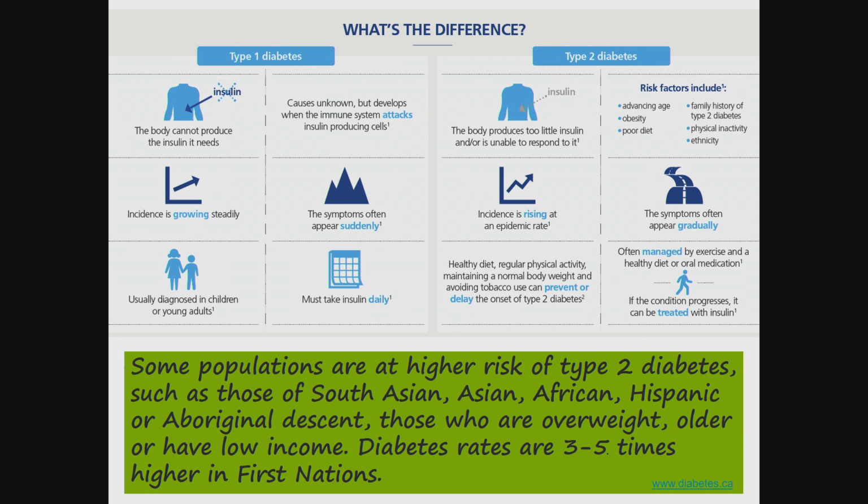Diabetes rates are 3 to 5 times higher in First Nations. In type 2, the symptoms often appear gradually, and it's often managed by exercise and a healthy diet or oral medication. If the condition progresses, it can be treated with insulin.